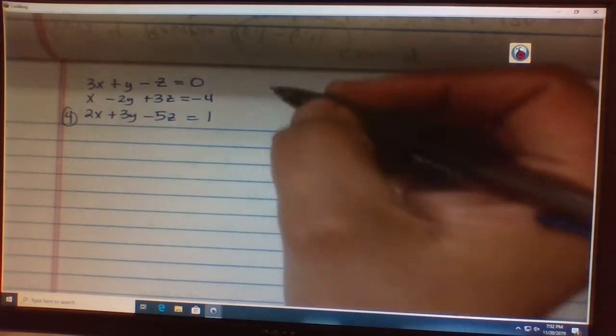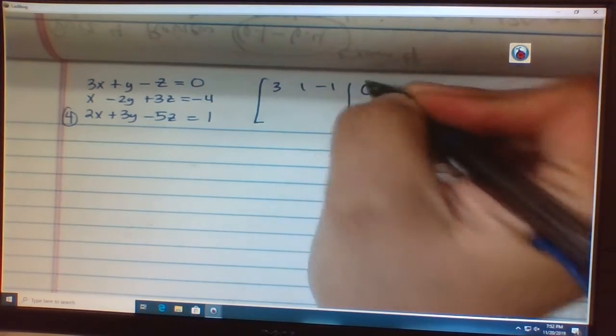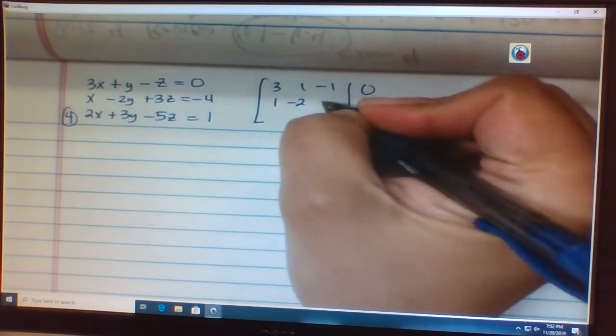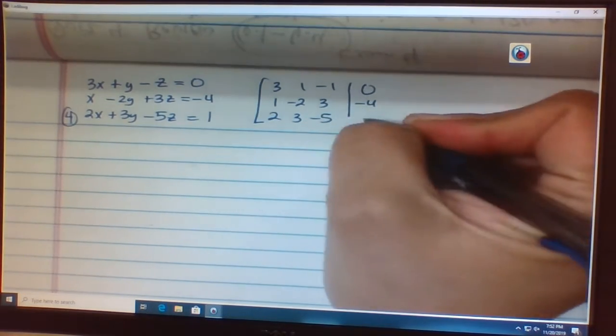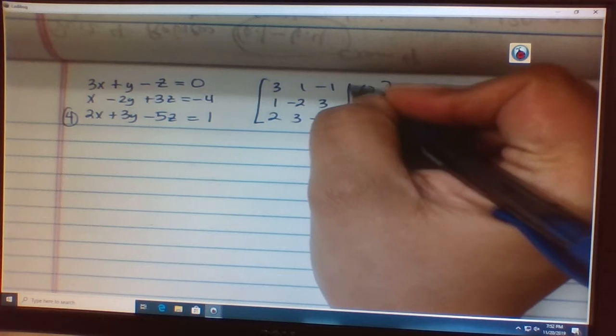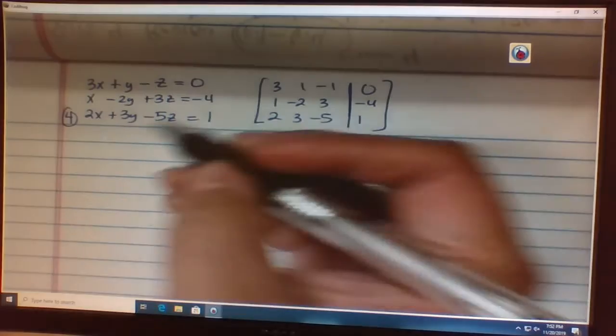Okay, so when I write this matrix, I have a 3, 1, negative 1, 1, negative 2, 3, negative 4, 2, 3, negative 5, and 1. So when I look at this, I should see that I could switch the first and second, right? So we are going to interchange.